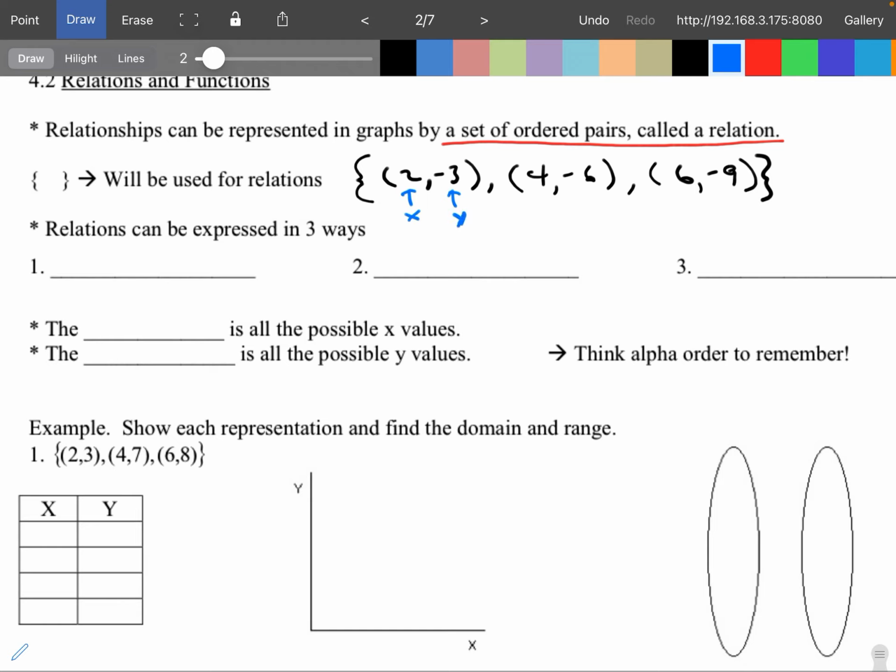And they call them ordered pairs because this is the x. The 2 is the x, and the 3 is the y. So they're ordered pairs of the form x comma y. All right, and then we can express this relation in 3 different ways. We can write them as a table, or we can show them as a graph, or the third way is as a mapping diagram.